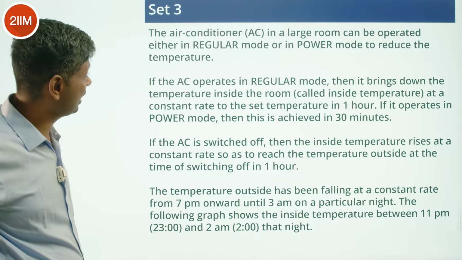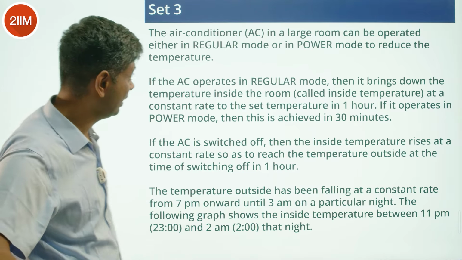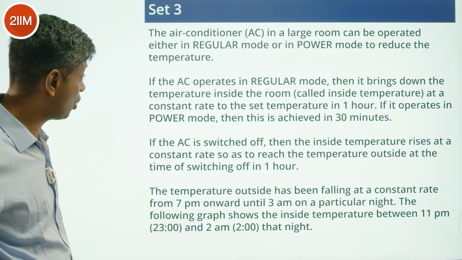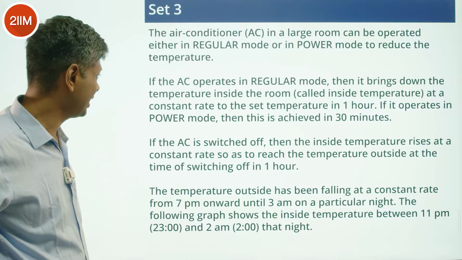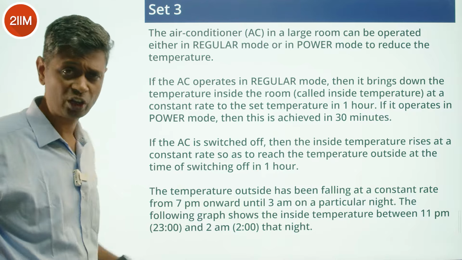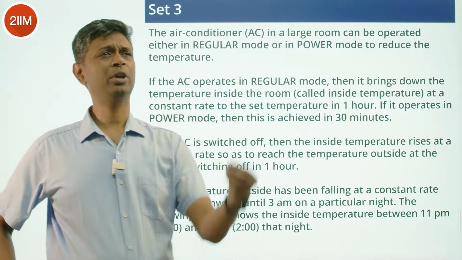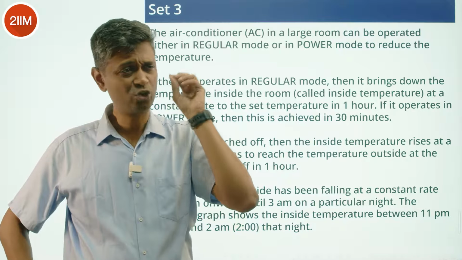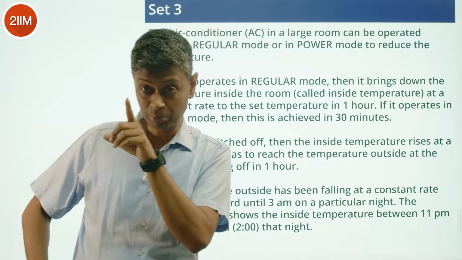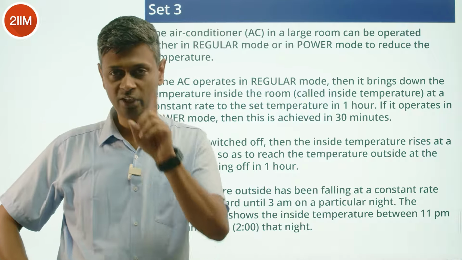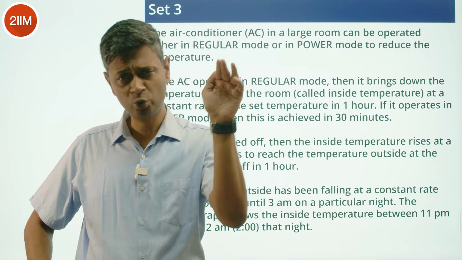The air conditioner in a large room can be operated either in regular mode or in power mode to reduce the temperature. If the AC operates in regular mode, then it brings down the temperature inside the room at a constant rate to set the temperature in 1 hour. It's called inside temperature. So if the temperature is 35 and you set it to 26 and put it in regular mode, it will bring it to 26 in 1 hour. In whatever your target is, it will be achieved in 1 hour uniformly.